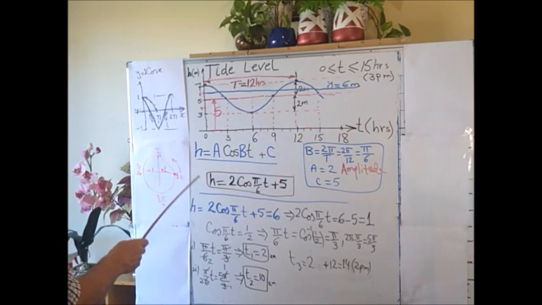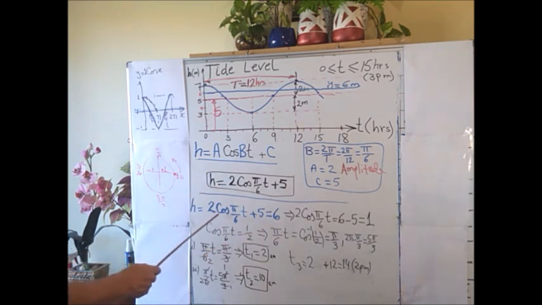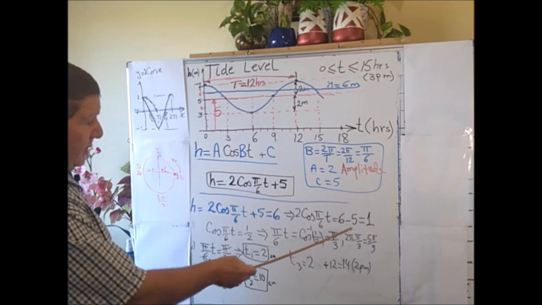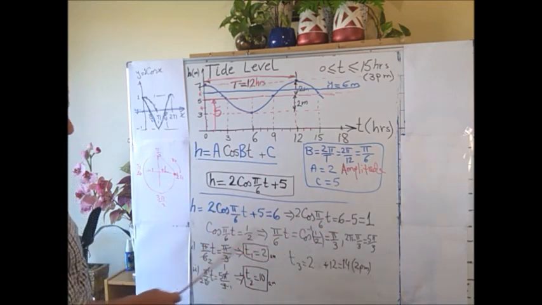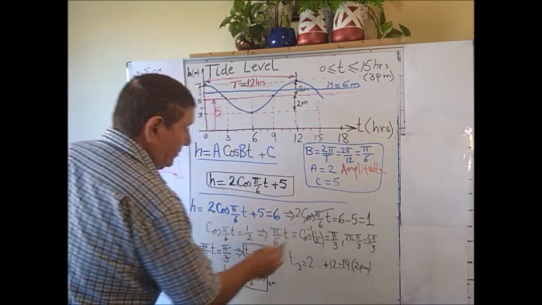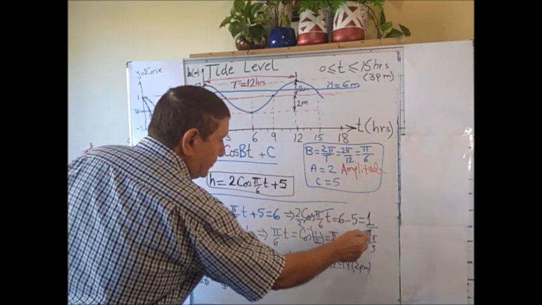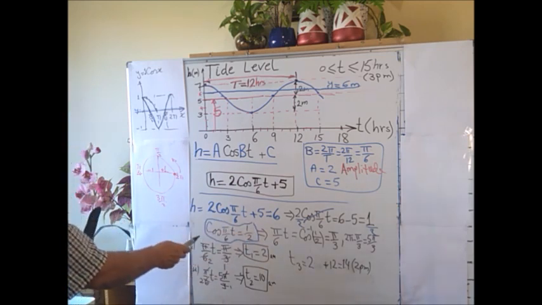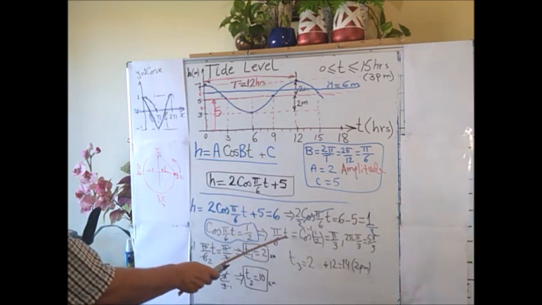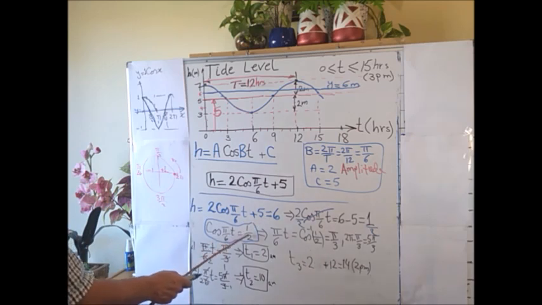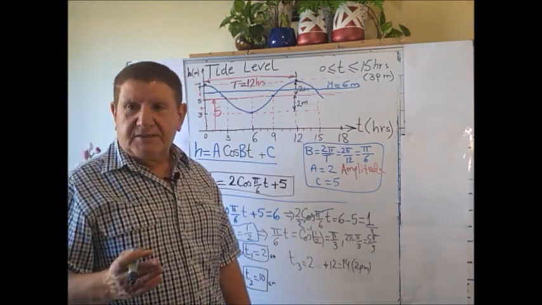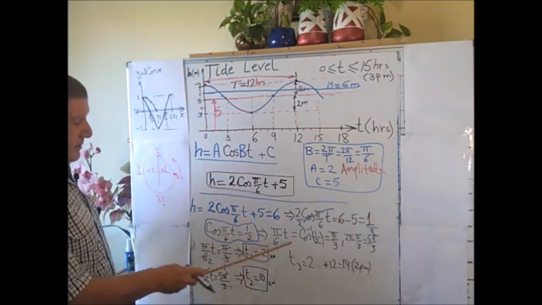So simple here. We replace h with 6. Solving here, this gives you 2 cos(pi over 6 t) plus 5 equals 6. We move 5 to the other side, minus 5, so that's 1. Now simply divide by 2 on each side. So this goes: cos(pi over 6 t) equals a half. Now to find t, we say pi over 6 t equals cos inverse of a half. As you know, which angle has its cosine a half? It is 60 degrees, or pi over 3. So we say equals pi over 3.